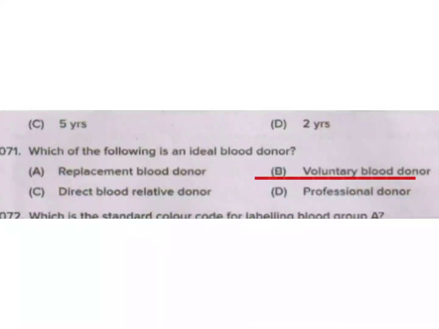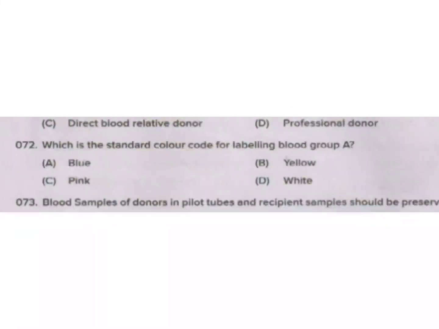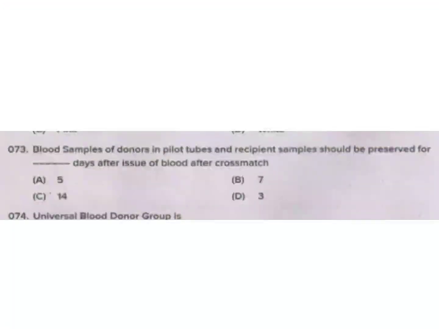Next question. Which is the standard color code for labeling blood group A? Four options are there. Option A, blue. Option B, yellow. Option C, pink. And option D, white. The answer is yellow.